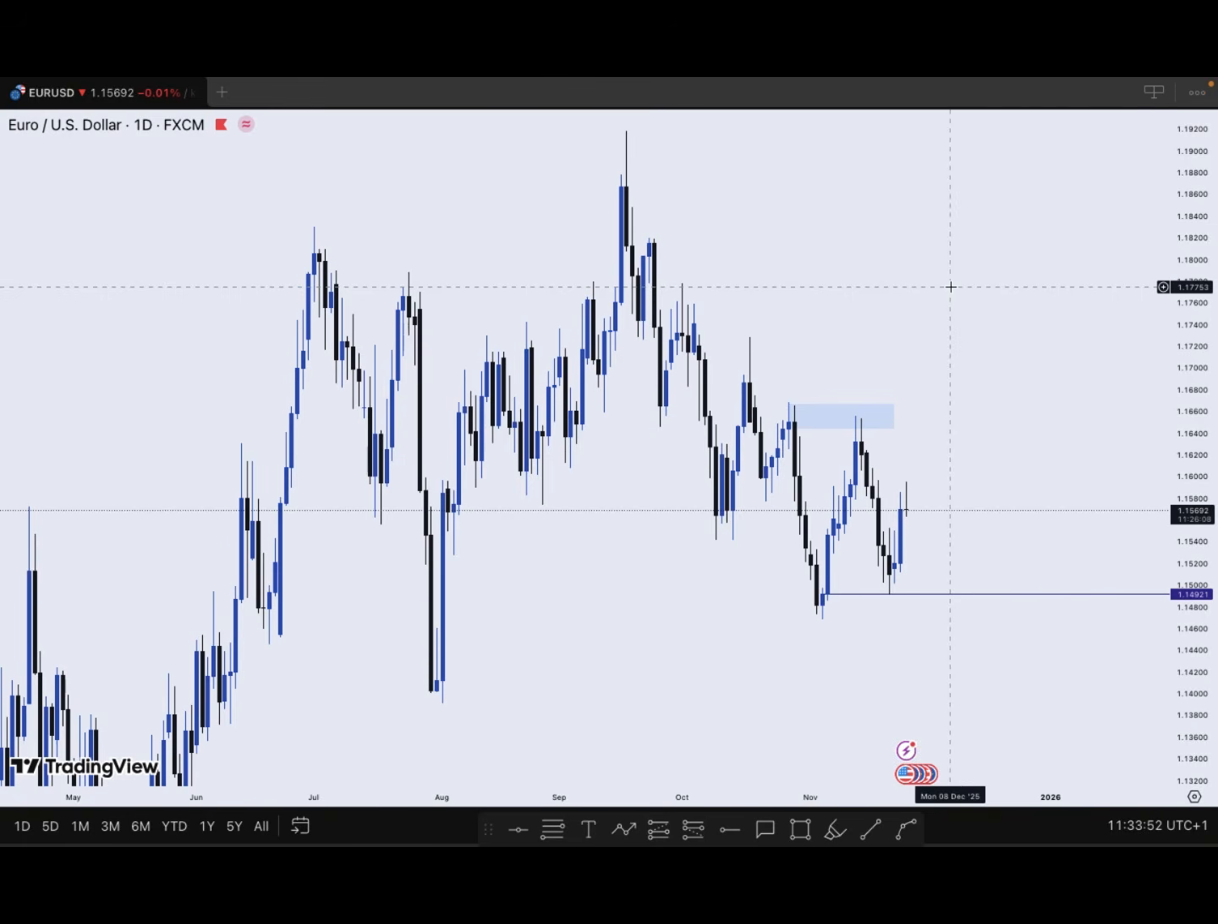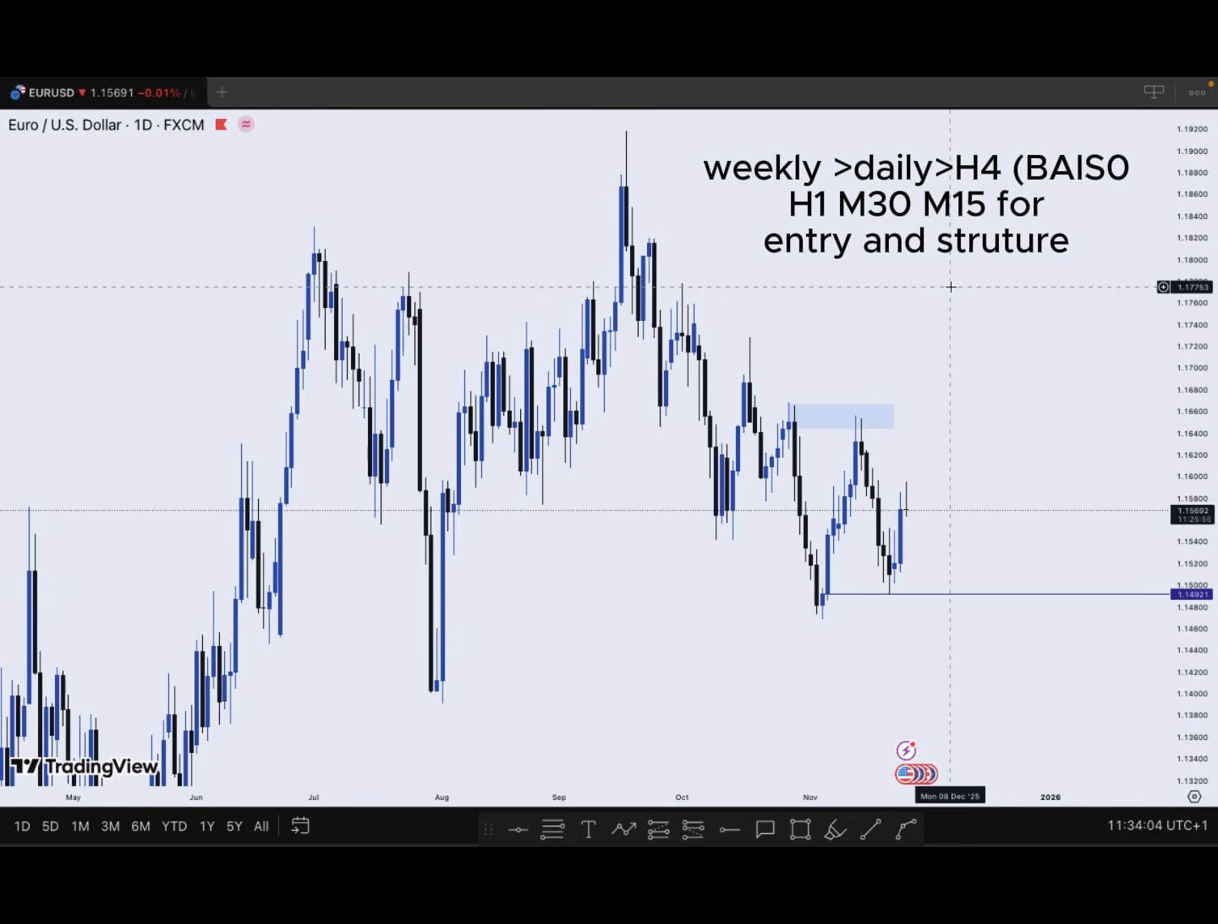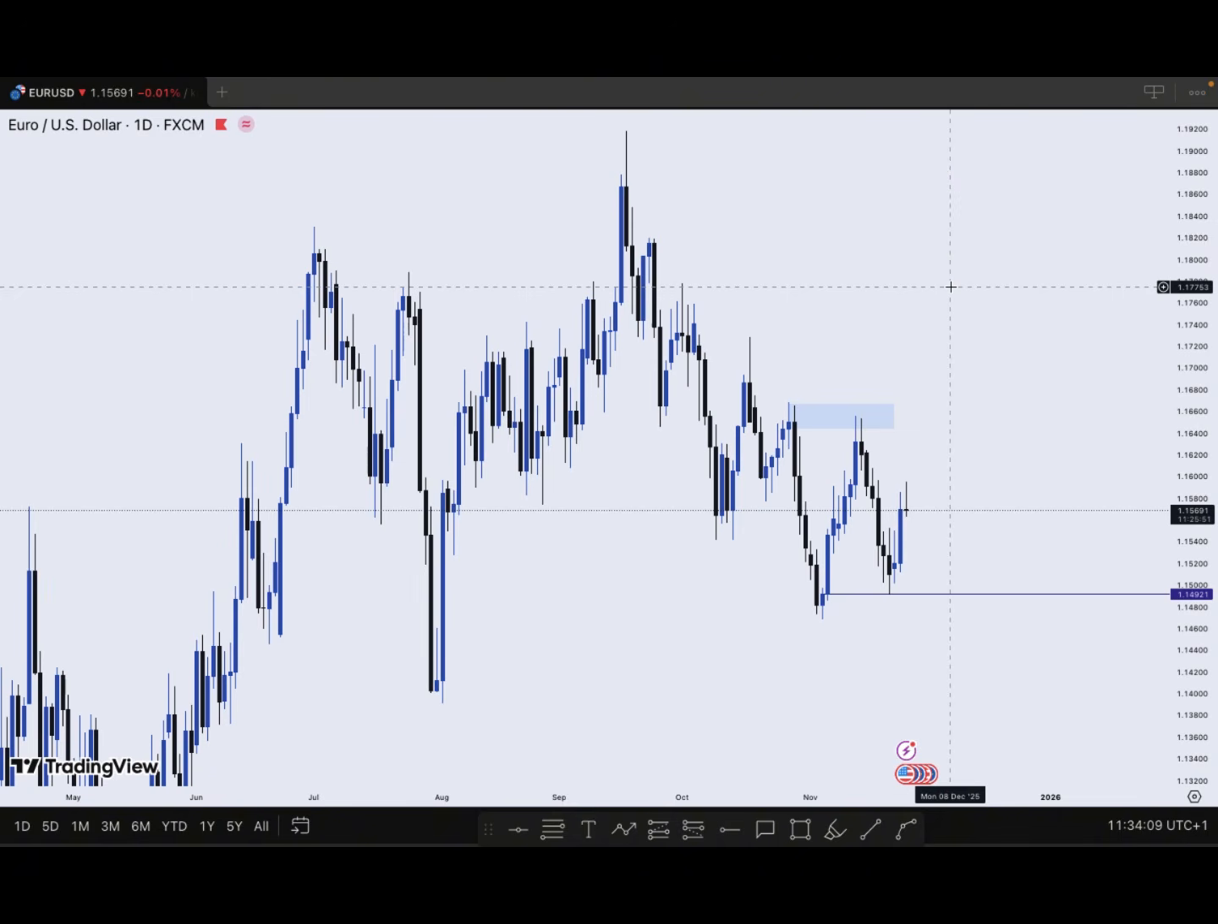I use three time frames. For the direction of the market, I use daily, 4 hours, and weekly. I don't check weekly that much, but the daily time frame and 4 hours determine the direction of the market. Then 1 hour, 2 hours, or maybe 30 minutes for structure and entry.